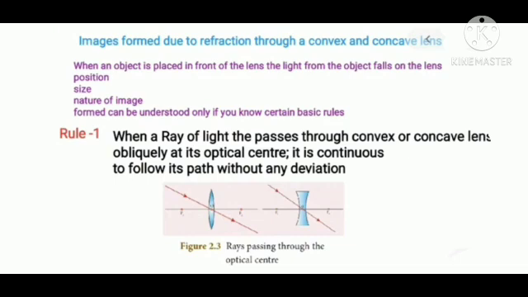First rule: the center of the lens is called the optic center O. When a ray of light passes obliquely through a convex or concave lens at its optical center, it continues to follow its path without any deviation.